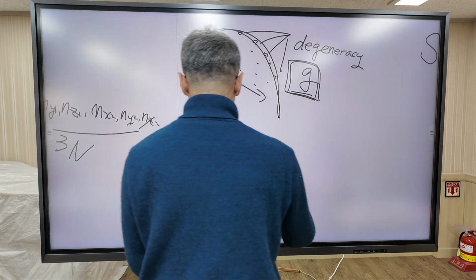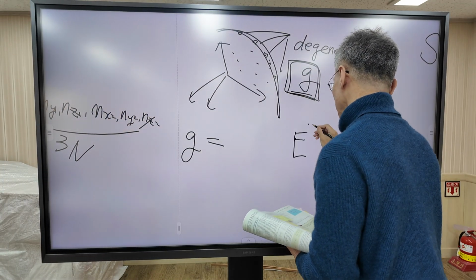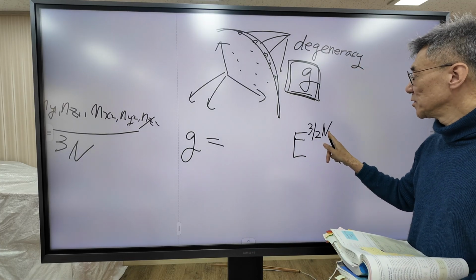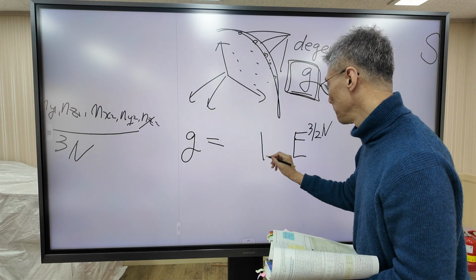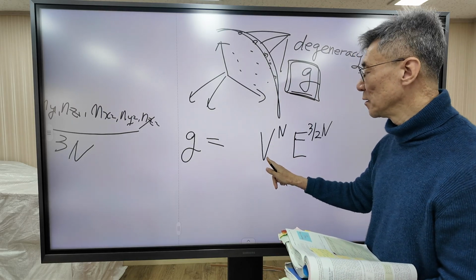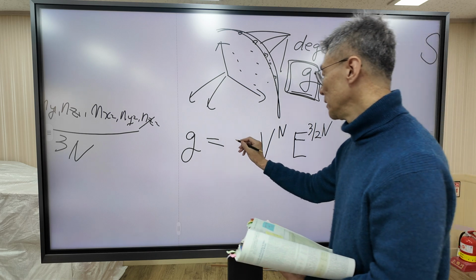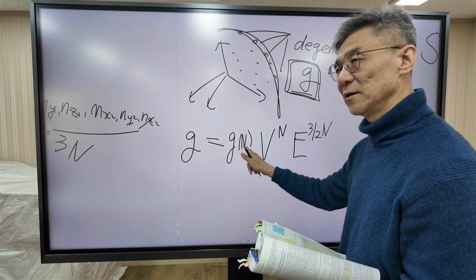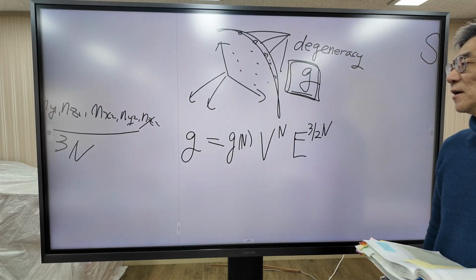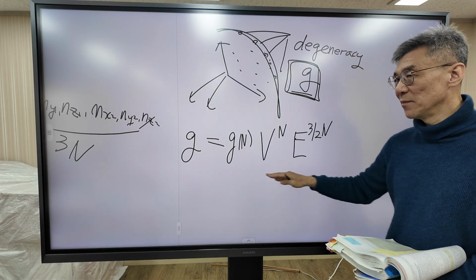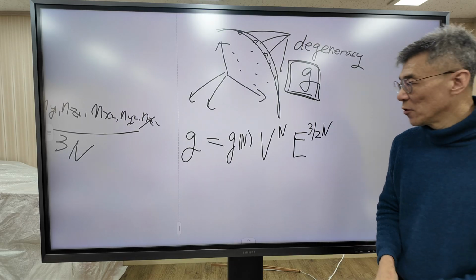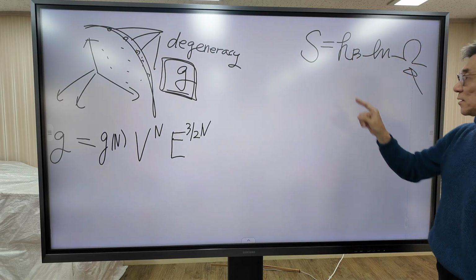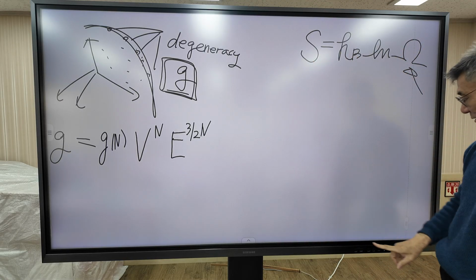According to their formula, G is equal to this, where E represents the energy, n represents the number of particles, and V means the volume of the box. This other factor is some function of the particle number, just a constant. Okay, this is the formula suggested by mathematicians, and I'm going to put this formula into Boltzmann's formula, so that I can calculate the entropy of the box.